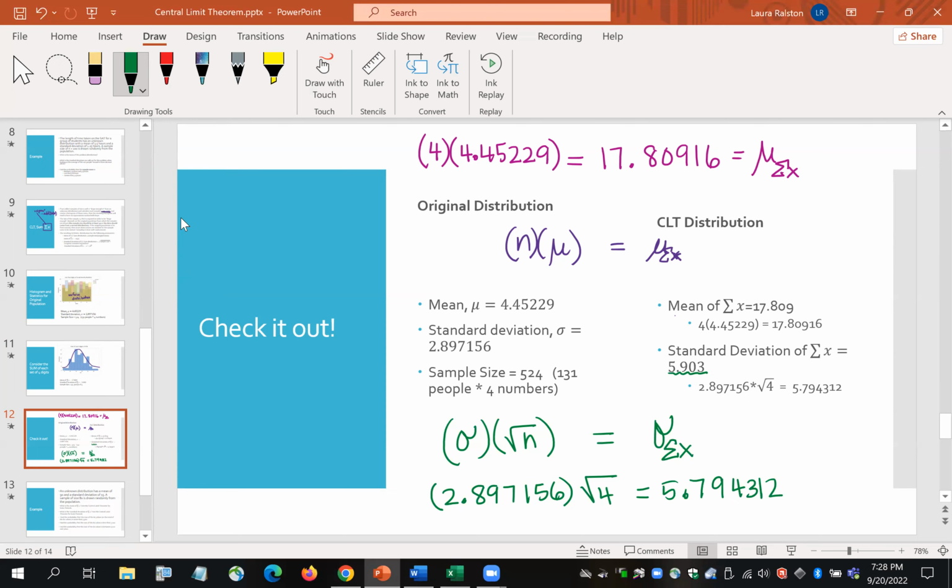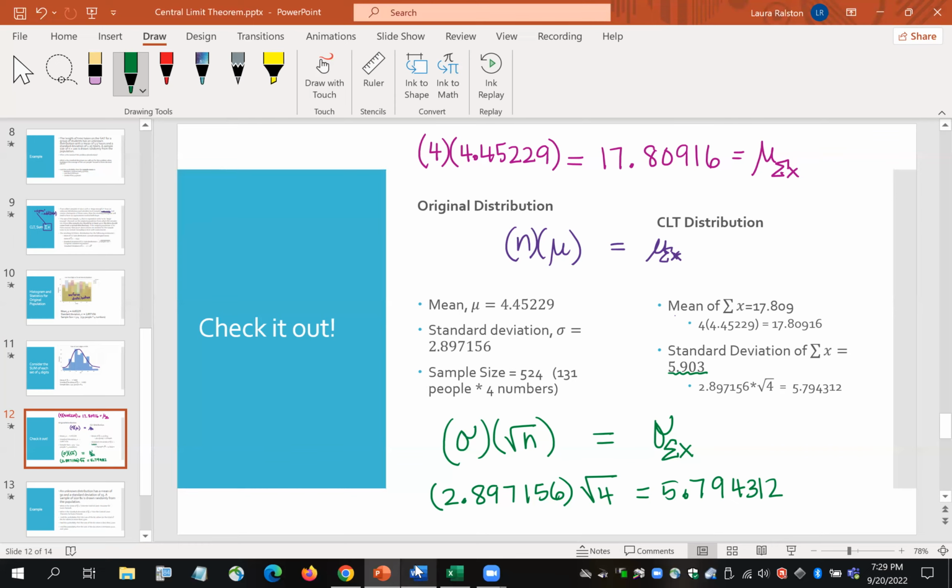I will tell you that from my experience, you'll see the central limit theorem for the mean used more often than the central limit theorem for the sums. I quite honestly don't remember learning the second version, the central limit theorem for the sum. I probably did, but I don't recall it. So it's not something that we must have used a great deal.